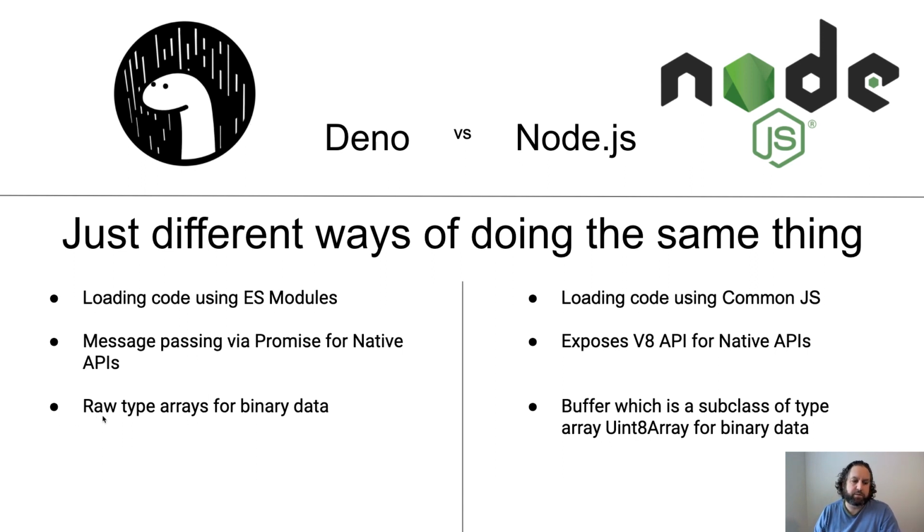Most of Deno is done with raw typed arrays for binary data. I haven't seen a stream library yet, but I'd be curious if one gets written for it. But right now it's just like that. Most of Node.js is either streams or you use buffers, but buffers nowadays are just a subclass of a typed array, so maybe they're the same thing in a sense.